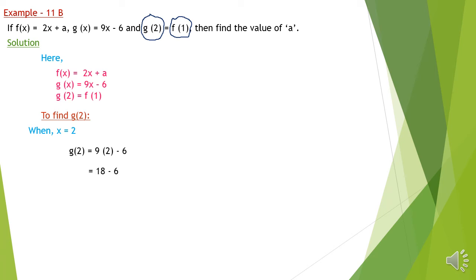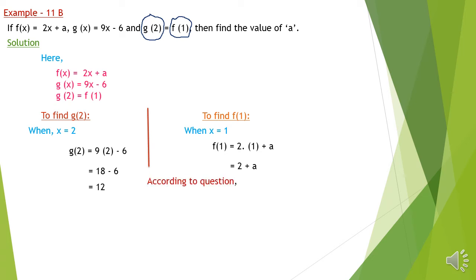Now it's 18 minus 6, that will be 12. Now we have to find f(1) also. To find f(1), 1 will be the input for function f, x is equal to 1. Then f(1) is equal to 2 plus a. And now according to the question, g(2) and f(1) are equal, so the value of g(2) is 12 and the value of f(1) is 2 plus a.